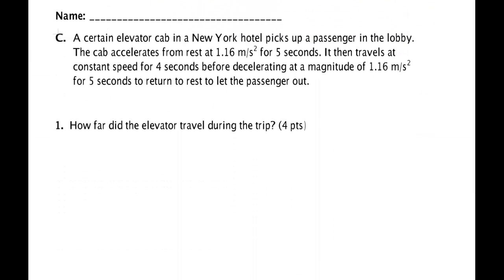And let's see what the last problem is. We have a little tricky problem, similar to homework, of an elevator cab. And it says that this cab in a New York hotel picks up a passenger in the lobby. The cab accelerates from rest at 1.16 meters per second squared for 5 seconds, and then travels at a constant speed for 4 seconds before decelerating at a magnitude of 1.16 meters per second squared for 5 seconds to return to rest. That's a lot of information. Let's draw a picture.